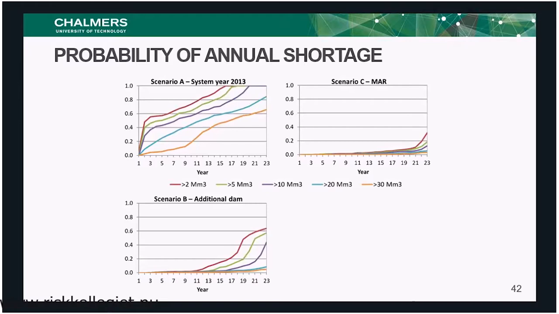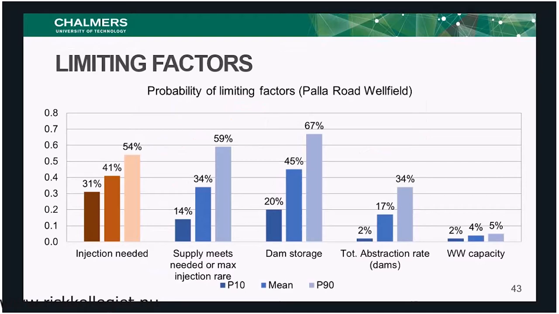So what we could do then is to look at all the future years and see, if we have scenario A, different levels of water shortages, and what will happen if we install the dam, and what will happen if we install also the well fields. So you can see that the risk of problem will significantly decrease. This is dependent on eliminating some limiting factors that have to do with water treatment capacities and things like that, and that was taken into consideration as well.